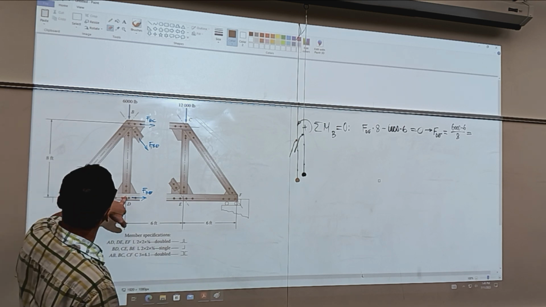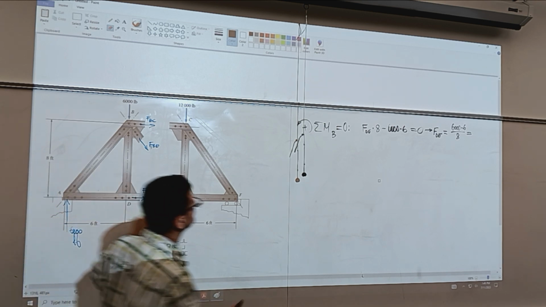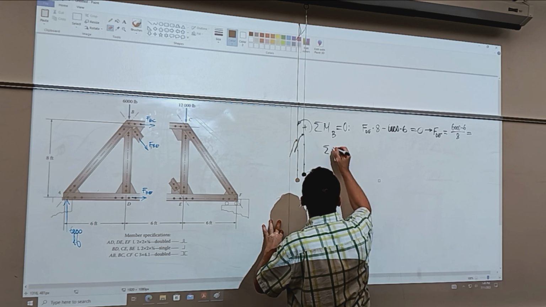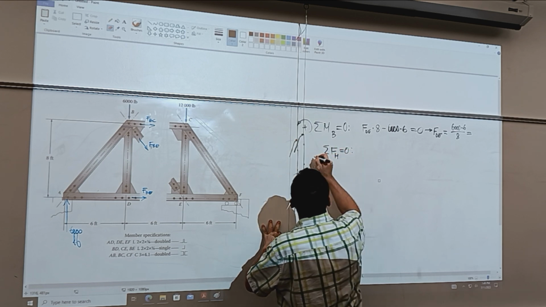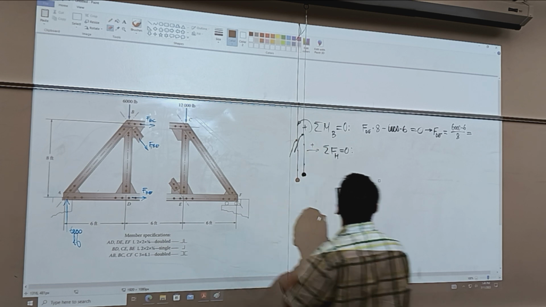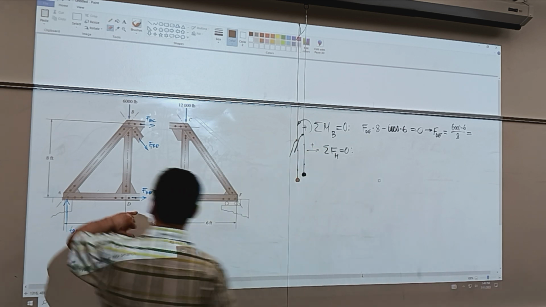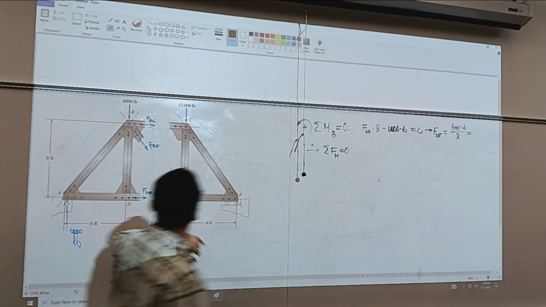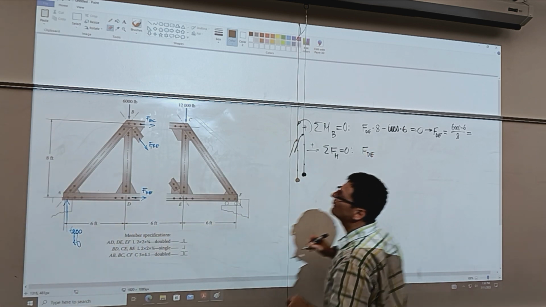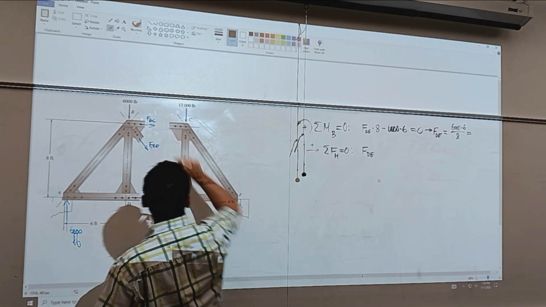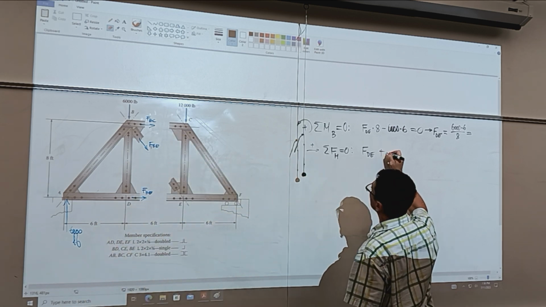And then we can write the sum of forces in the x and y direction. So I can say sum of forces in the horizontal direction equals 0, horizontal being positive this way. And we have FDE, and then we have FBC, positive, plus FBC.